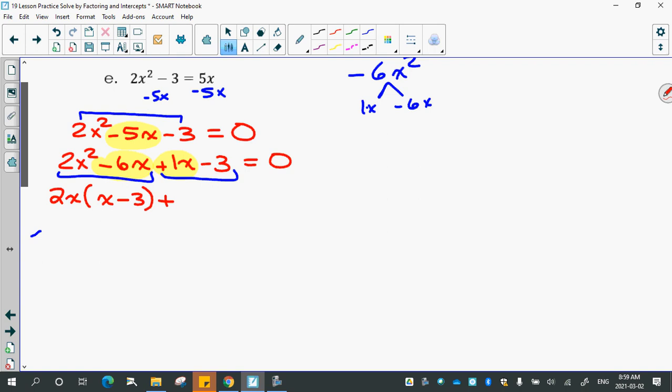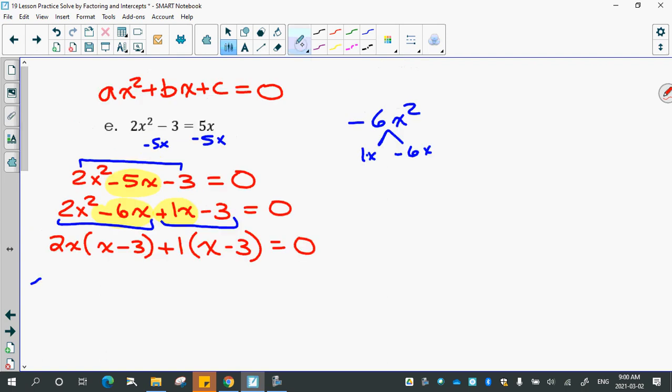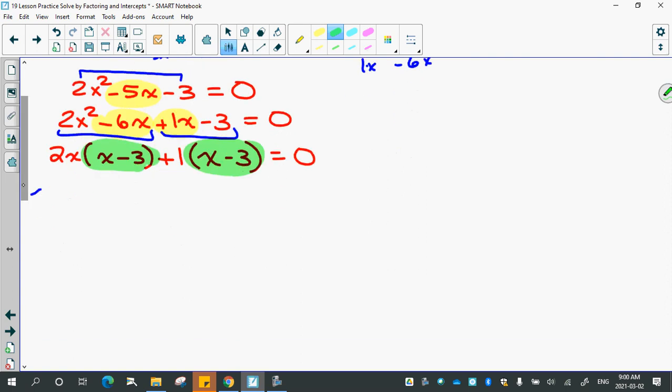What's in common with 1x and negative 3? Just 1. So positive 1x divided by positive 1 is x. Negative 3 divided by positive 1, negative 3. So if you do everything right, what happens is you end up getting a common binomial. Okay, so once you've grouped, x minus 3 becomes your common factor, even though it's a binomial.